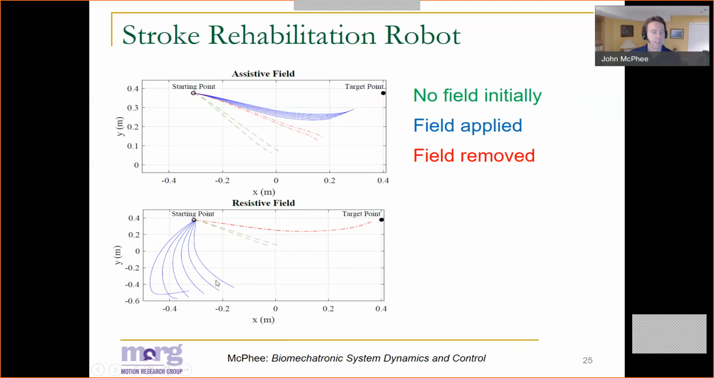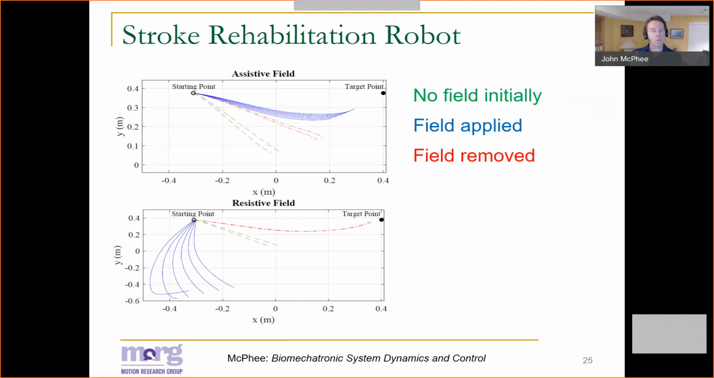And in this therapy session, we apply a resistive field, which really causes some problems in trying to reach to the target. Initially, the patient is not successful in reaching the target because of those disturbance and noise terms. And the resistive field just makes that even worse.